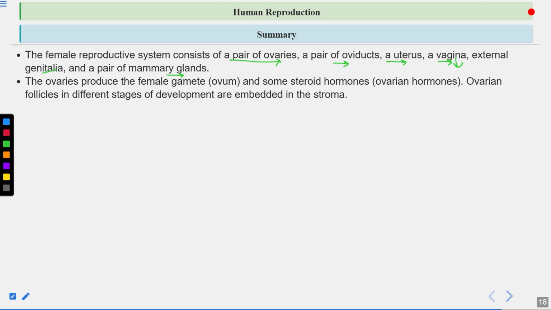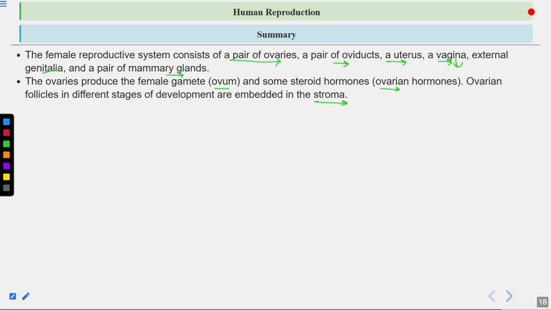Now, the ovaries produce the female gamete known as the ovum, and some steroid hormones, also known as ovarian hormones, such as progesterone and estrogen. Now, ovarian follicles in different stages of development are embedded in the stroma. So the ovarian stroma consists of what?